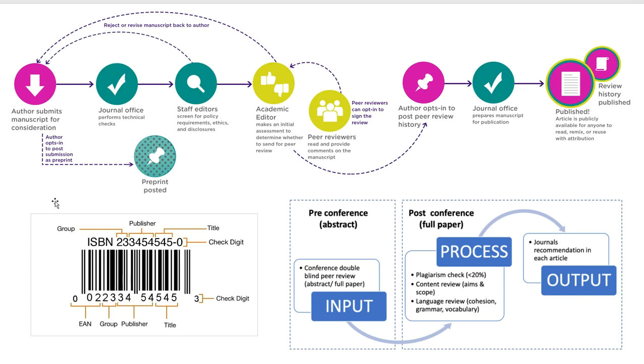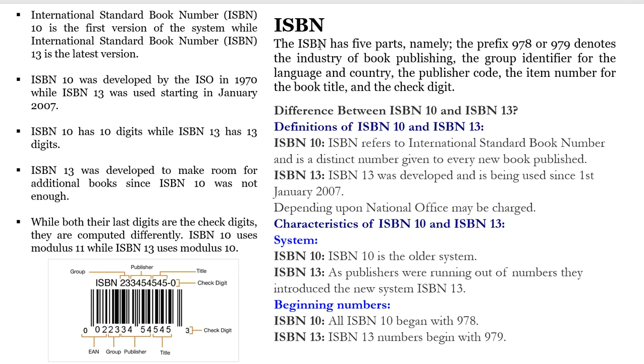Here ISBN is generally categorized into two types, ISBN 10 and ISBN 13. ISBN stands for International Standard Book Number, either 10 or 13. 10 is the older version, 13 is the latest version.